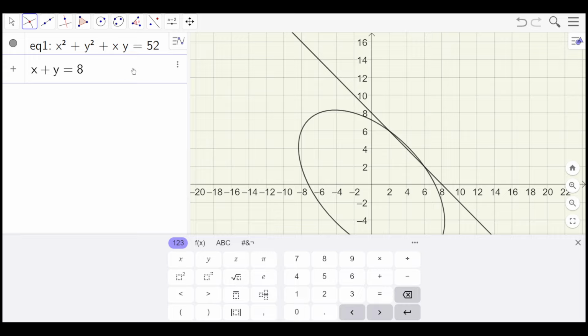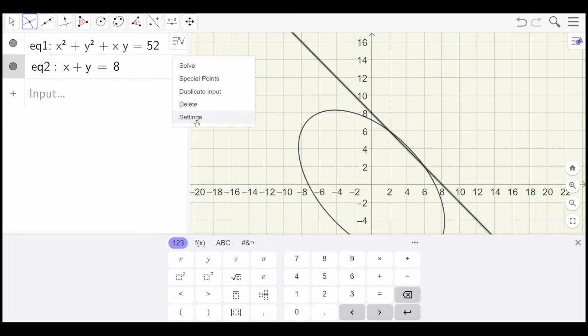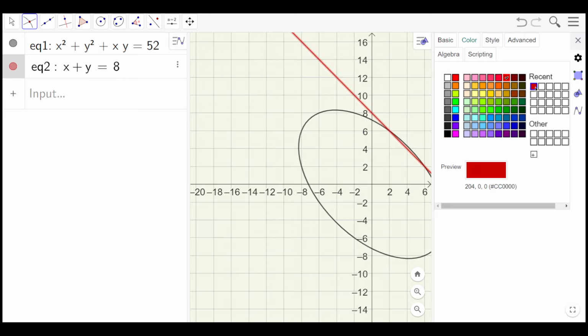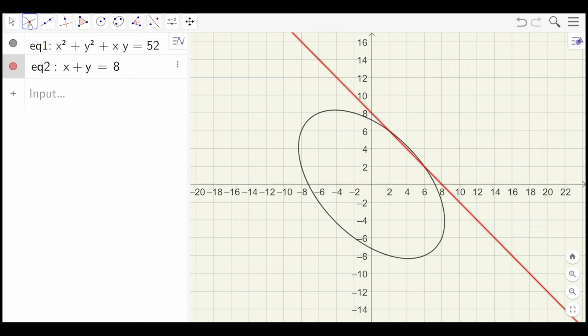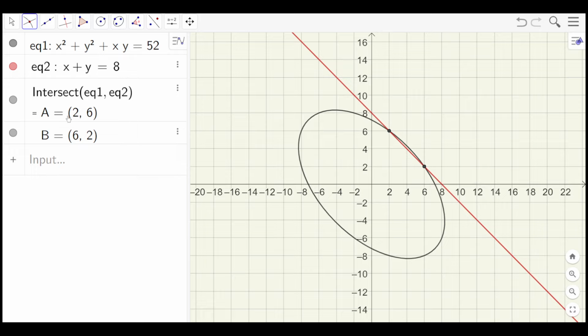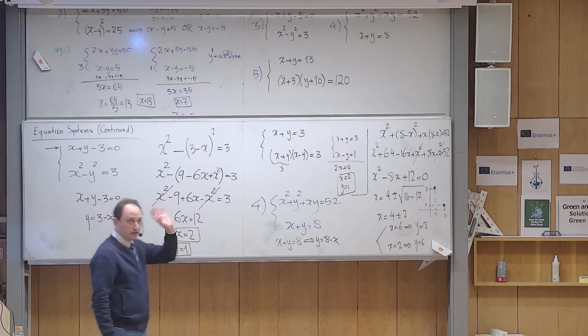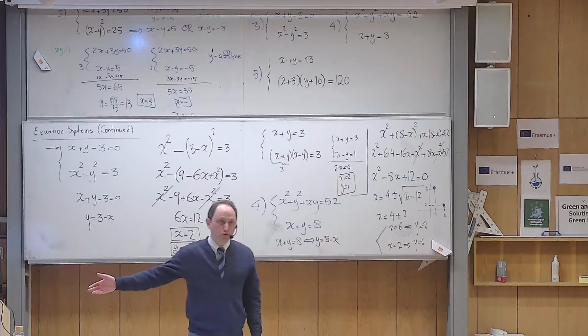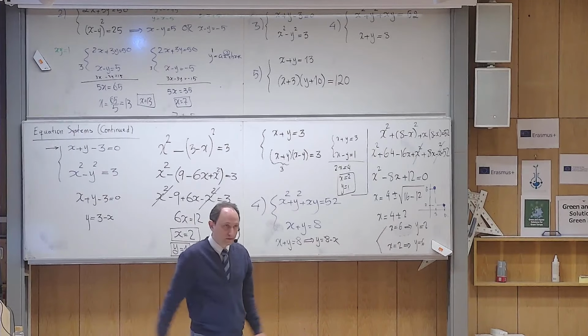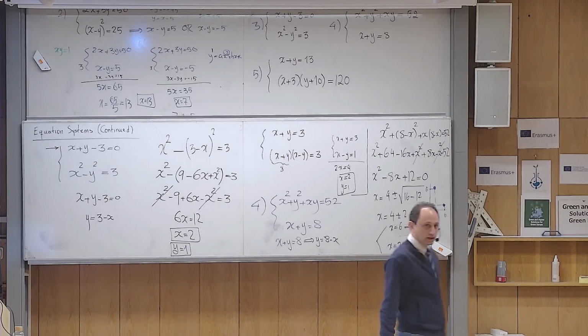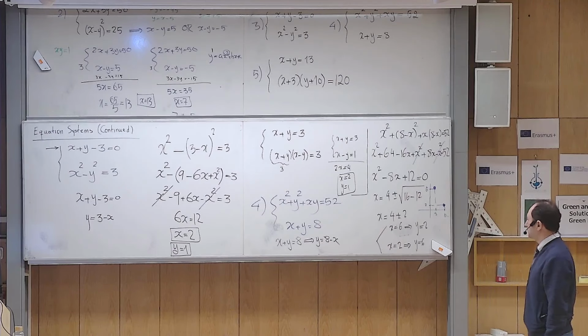So let me change the color of the line, for example. And then I go and find the intersection points. Intersection between these two, I get these. And then you see 2 and 6, 6 and 2. So these are two different points that you see on the intersection. Graphically it is extremely simple. I can design questions in the exam where the system is very complicated, but I give you access to GeoGebra to solve it graphically. That's not hard. You just type in and then interpret the coordinates. That's something that you also need to know.